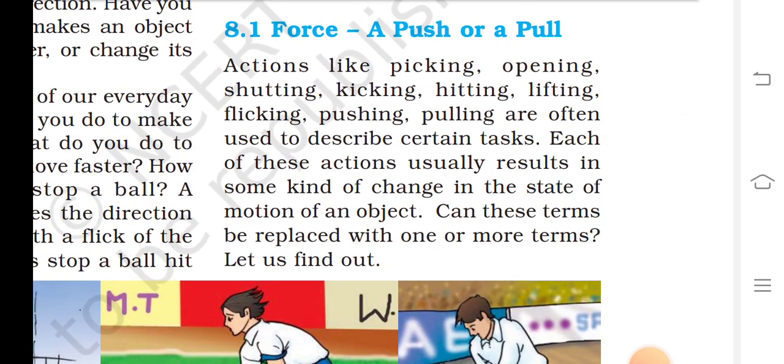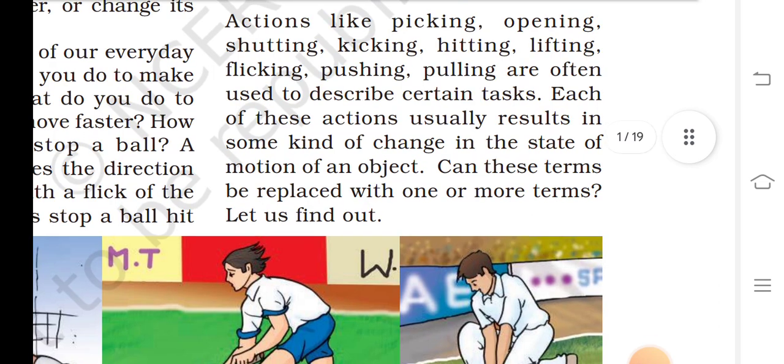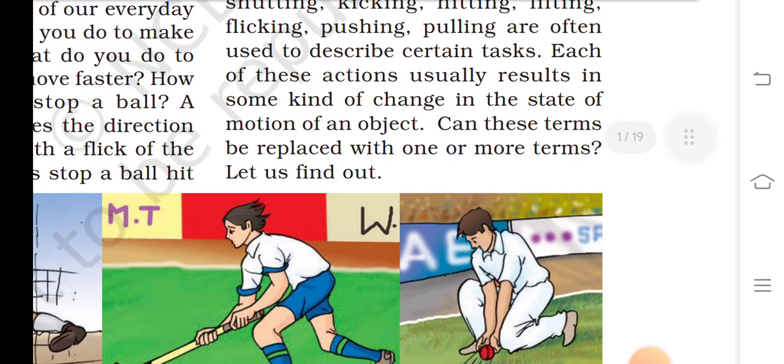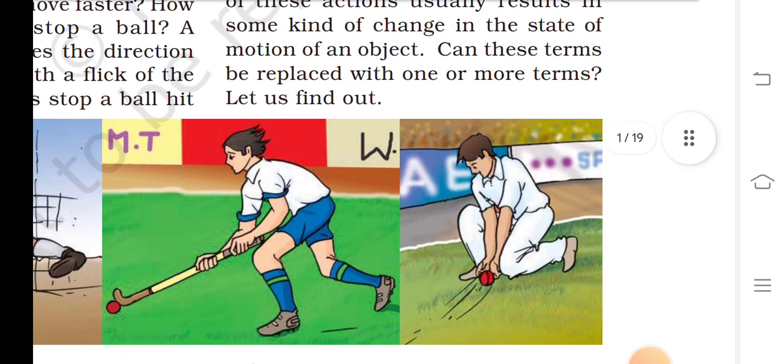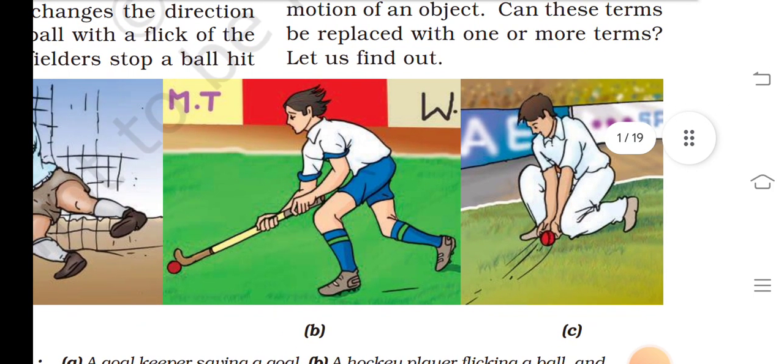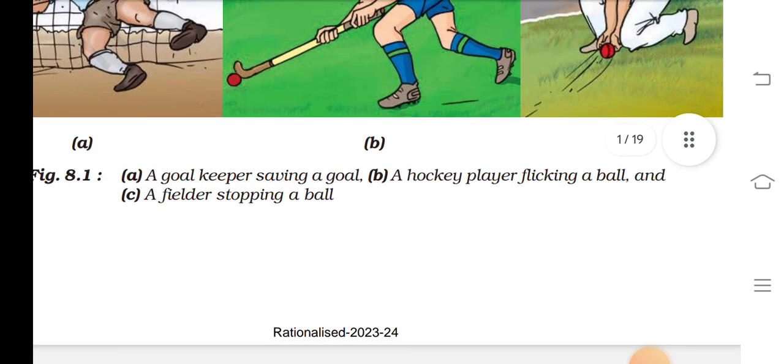Force, a push or pull. Actions like picking, opening, shutting, kicking, hitting, lifting, pushing, pulling are often used to describe certain tasks. Each of these actions usually results in some kind of change in the state of motion of an object. Can these terms be replaced with one or more terms? Let us find out.